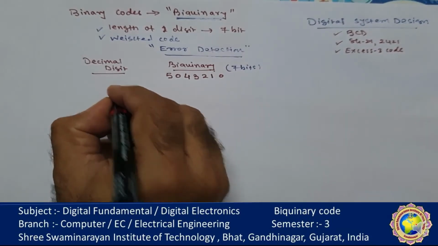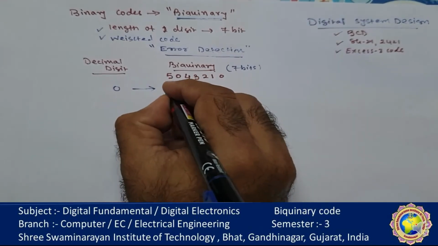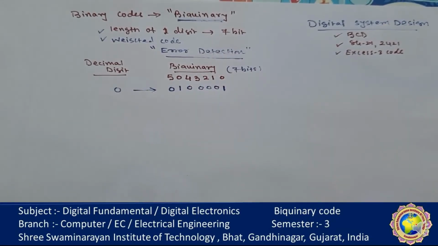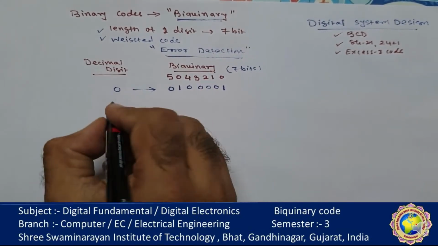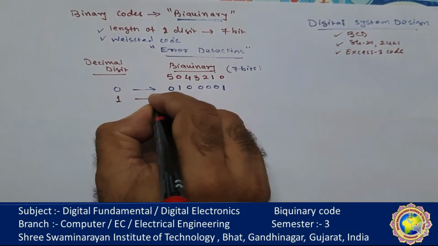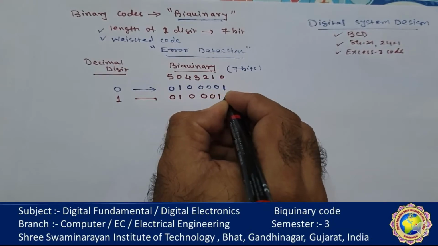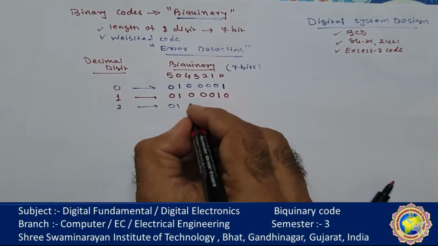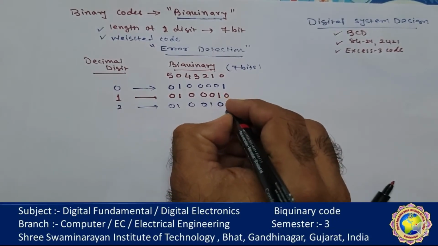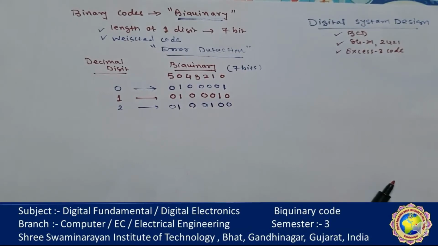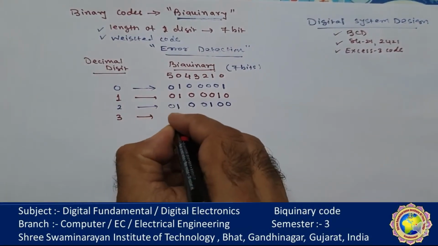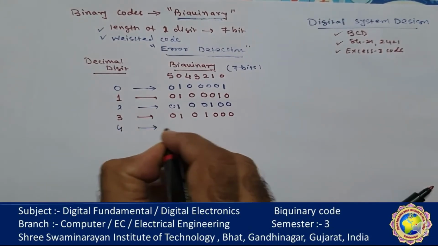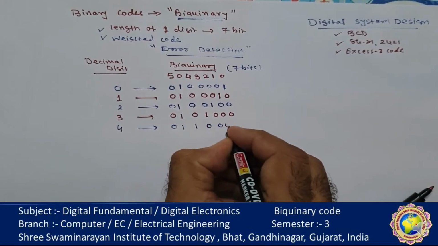So the first number is 0. 0 is represented by 0 1 0 0 0 0 1, that is, apart from the two ones, all remaining bits are 0. 1 is represented by 0 1 0 0 0 1 0. 2 is represented by 0 1 0 0 1 0 0. 3 is 0 1 0 1 0 0 0, while 4 is 0 1 1 0 0 0 0.